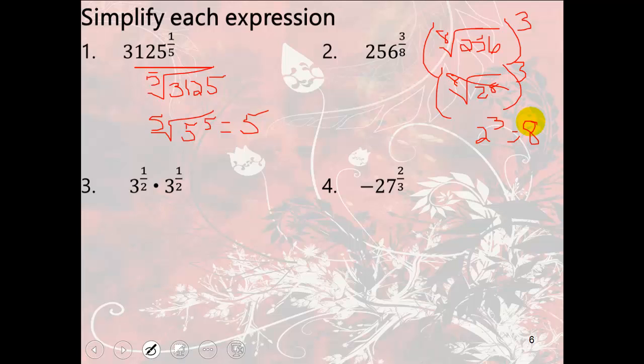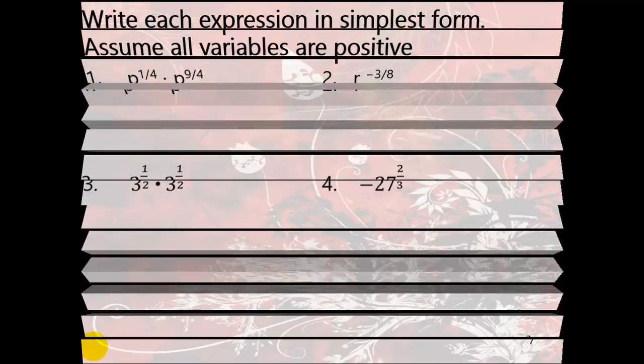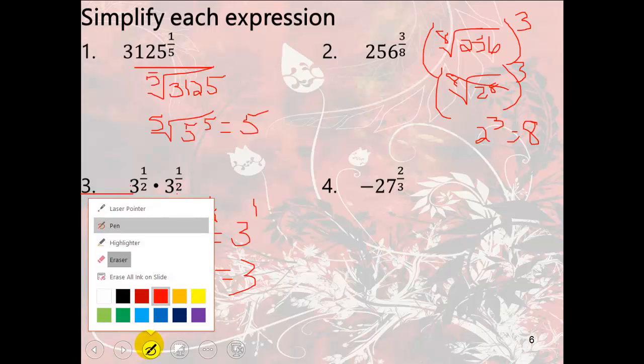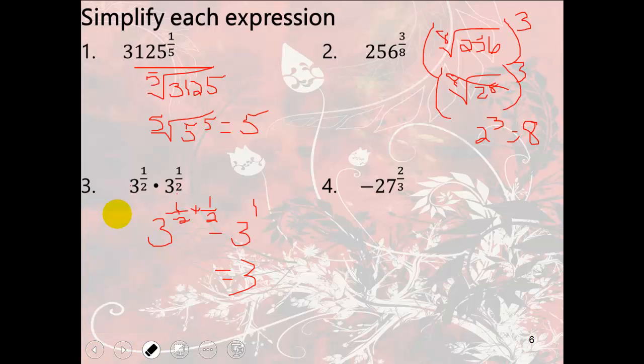Now, with this, I'm multiplying like bases, so what I want to do is add those exponents together before I start evaluating, and that just gives me 3 to the first, which equals 3. Whoops, put the wrong thing there. I might get rid of these extra lines here.